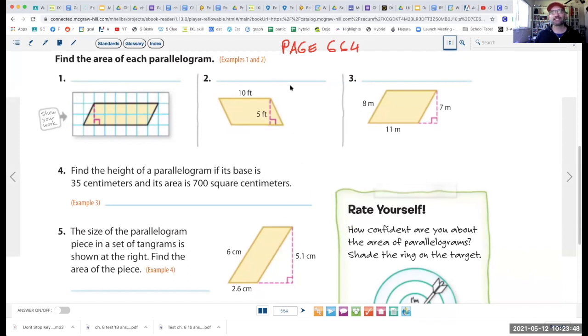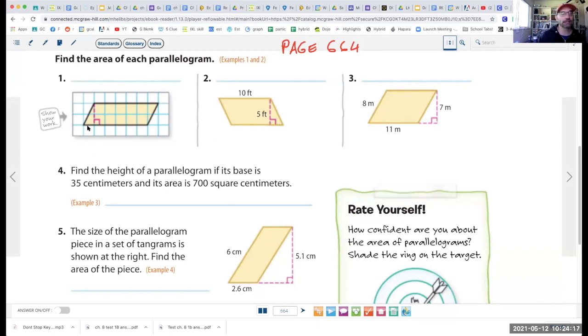So we're on page 664 in the book. You can do it along with the book, but then I'm also going to ask you to put in your answers here on the computer. So first, we're going to find the area of these parallelograms. Notice that they have this dashed line. That means it's showing you this straight up and down. That's the height. So in this case, we can just count the units. Notice here that it doesn't say inches or feet or anything, so we're just going to count the units.